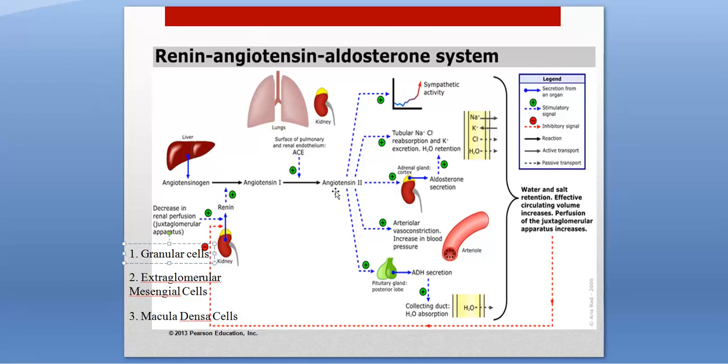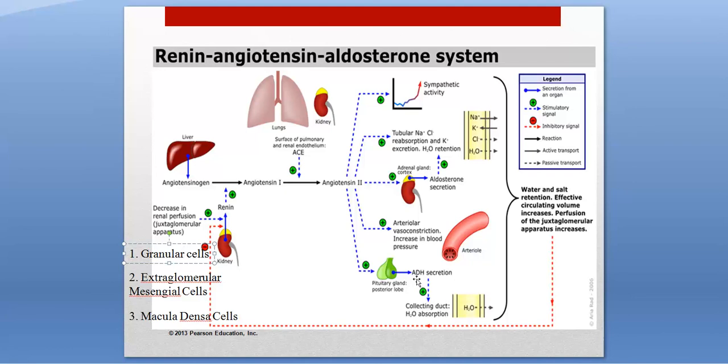So it has many, many effects. The first, and I'm going to start from the bottom, is that it triggers the hypothalamus to send action potentials to the posterior pituitary gland. The posterior pituitary gland releases ADH, antidiuretic hormone. ADH then has two major effects, and only one is shown in this picture.